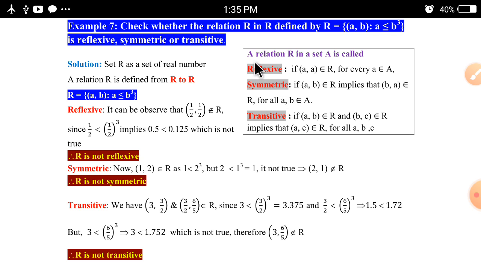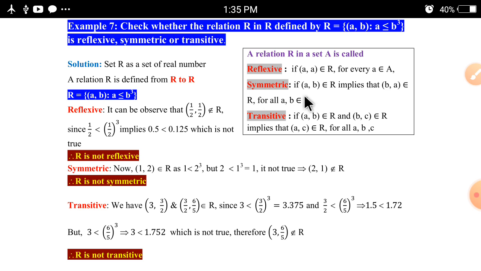So first, what is reflexive? A relation R in the set A, if every element in the set A has the ordered pair (a, a) in the relation R, then R is said to be reflexive.